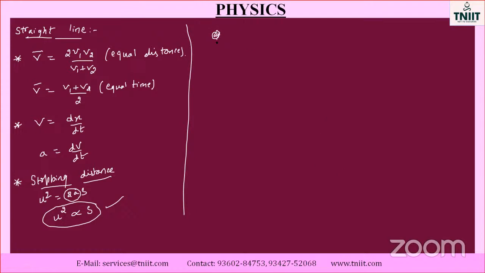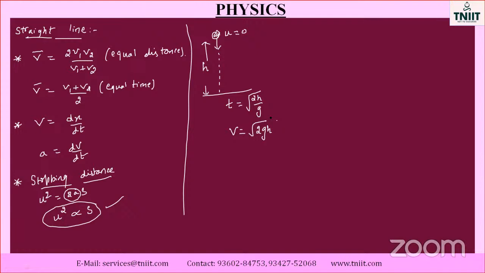Whenever the particle is dropped from rest, the initial speed will be 0. So it reaches the ground in a time equal to root of 2h by g, if h is the height. With what velocity does it reach the ground? Velocity is given by the formula root of 2gh.